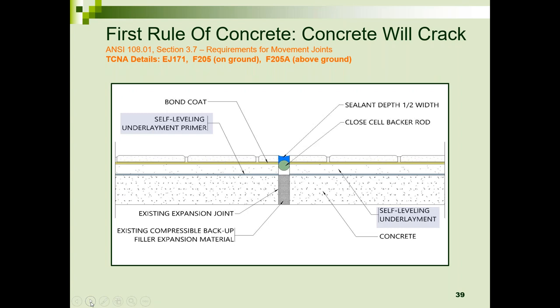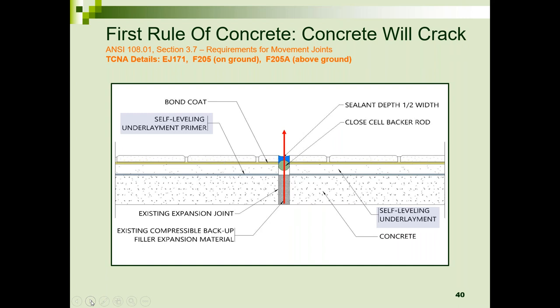There are two ANSI standards, TCNA details that give you some detail regarding the use of underlayment products over concrete as far as movement goes. In this one, we'll see an expansion joint where the expansion joint in the concrete travels up through the underlayment and the tile work in the same plane at the same point. So as the concrete is expanding, contracting, the underlayment and the tile work also move with it in tandem without cracking or damage.